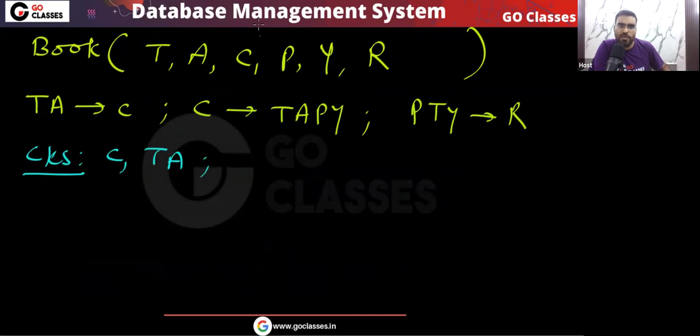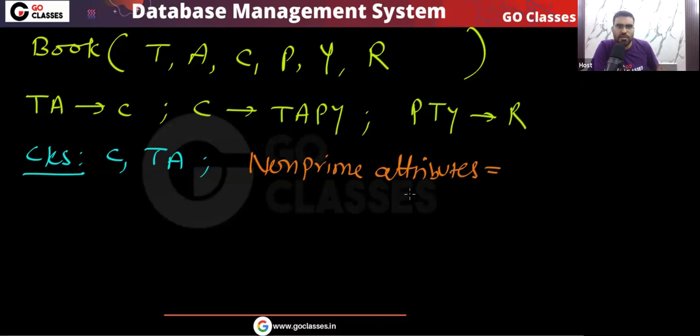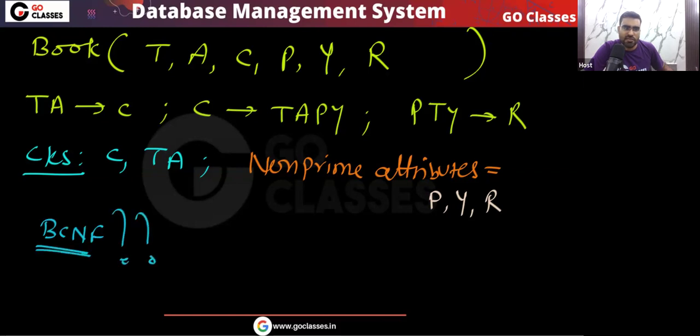So what are the non-prime attributes? Tell me all the non-prime attributes. They are PYR. These are the non-prime attributes. Now let's check. First of all, you tell me, is this in BCNF or not? For BCNF, you can very easily check. BCNF checking is very easy.